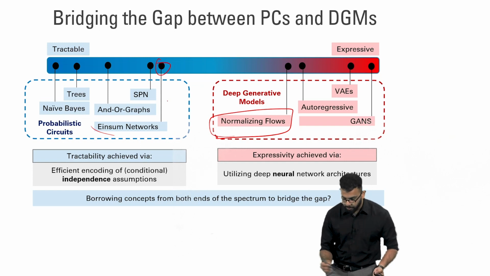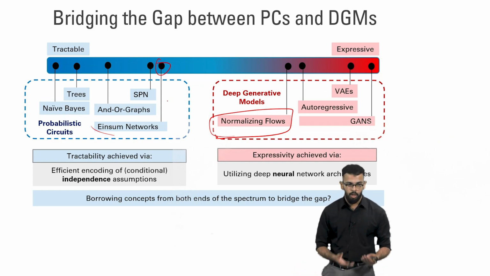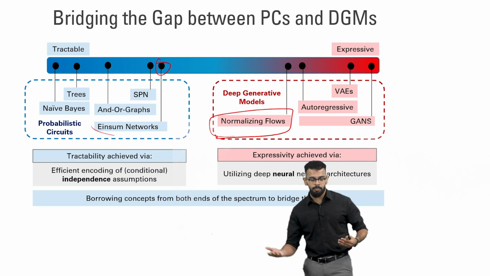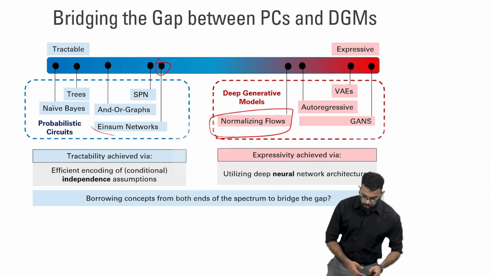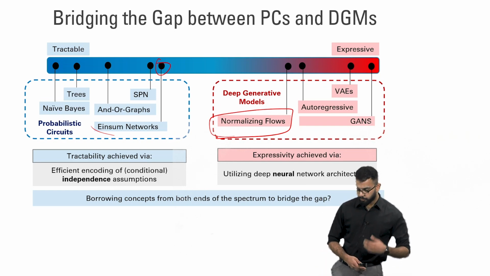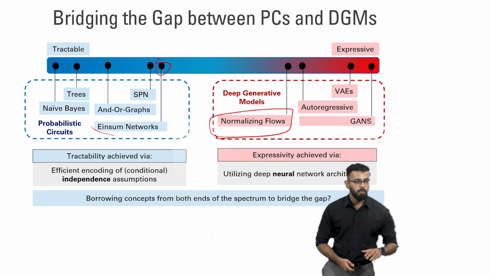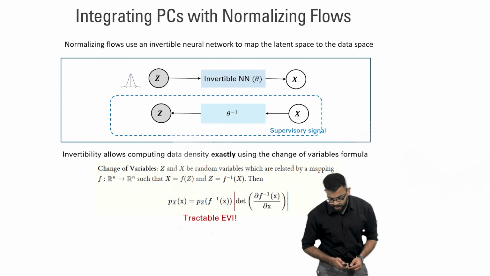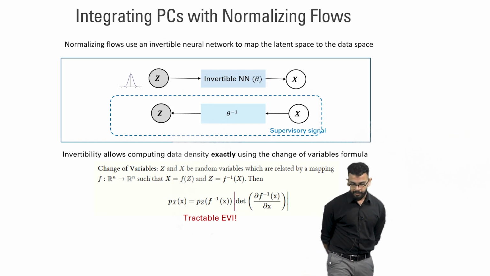And let's see if you can combine inductive biases from both of these models to construct some hybrid models, which we will call probabilistic flow circuits. But before that, let me give you a slight introduction to normalizing flows, because I assume most of you might not be familiar with normalizing flows. So let's see what a normalizing flow actually looks like.